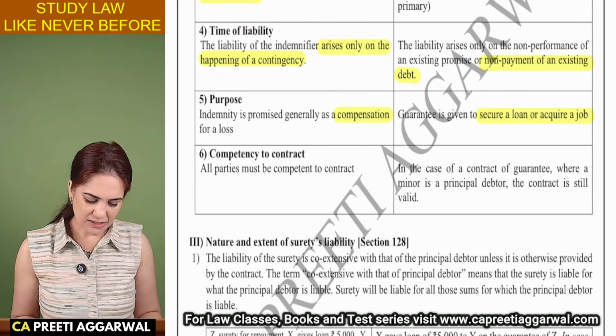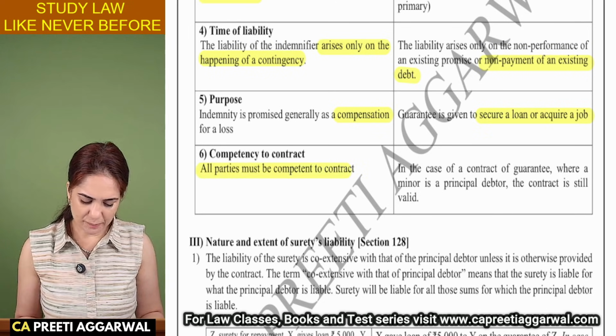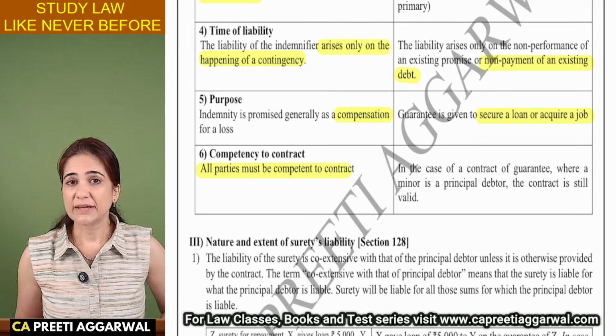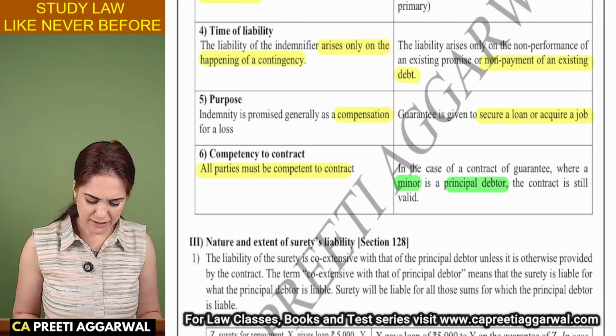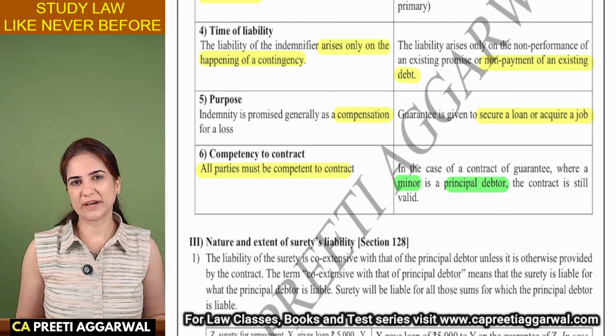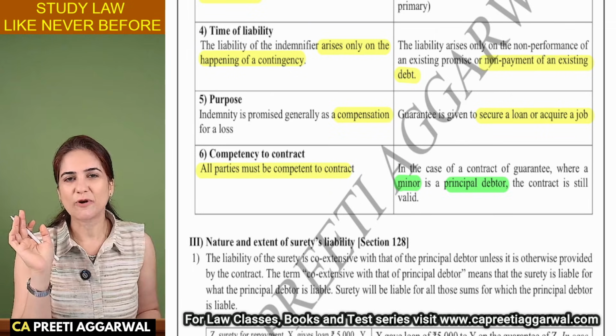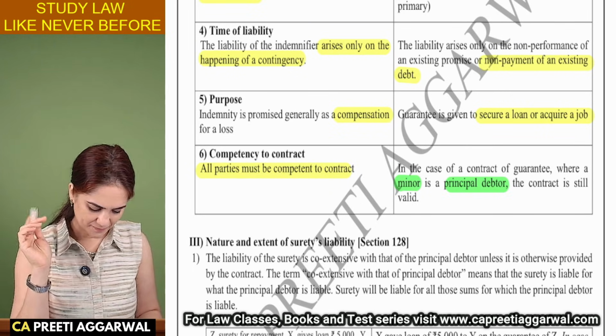In case of indemnity, all the parties must be competent to contract, but in case of guarantee, you are allowing the debtor to be a minor. It's still a valid contract of guarantee. All the liability will fall on the surety.